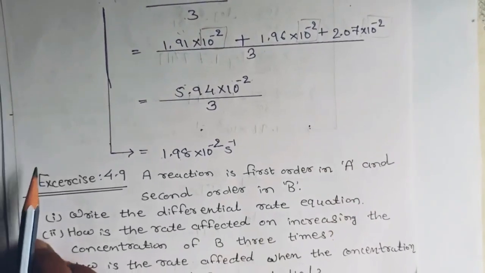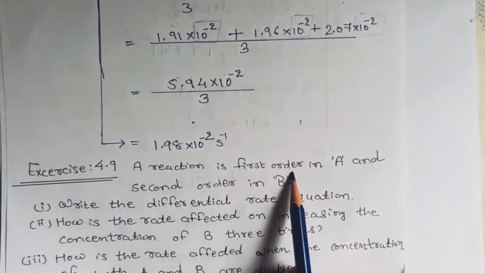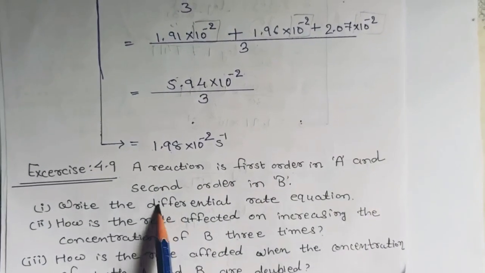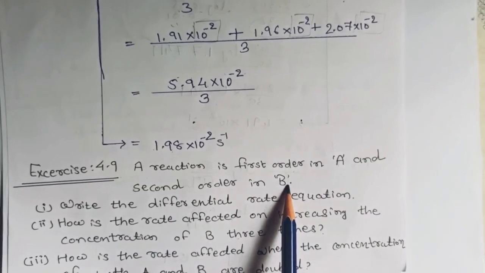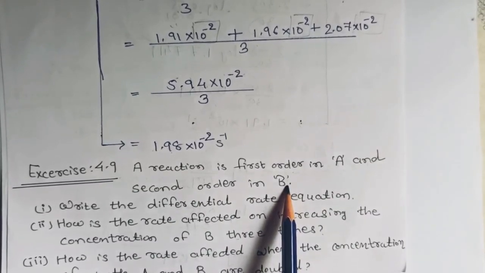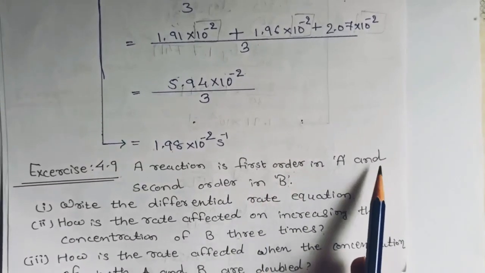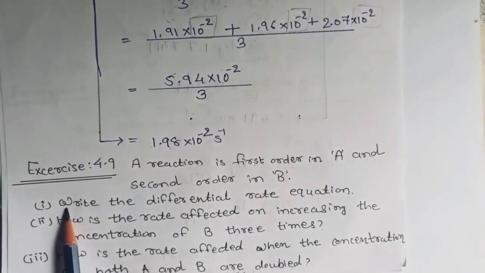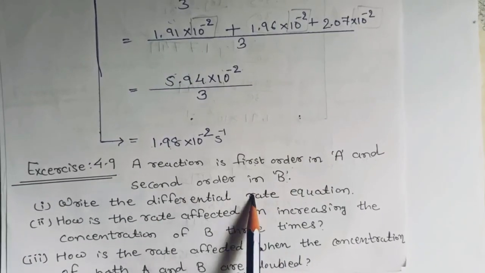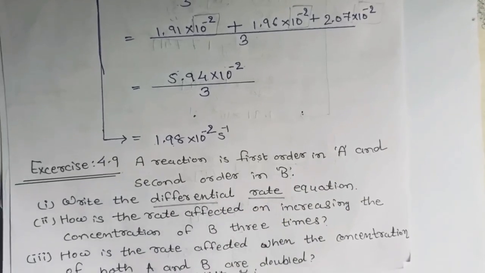Alright, now our next question 4.9. A reaction is first order in A and second order in B. Right, here given is that a reaction is carried out in which the order with respect to A is the first order, and with respect to B is the second order. Right, we have to write the differential rate equation. Right, first we have to write the differential rate equation.